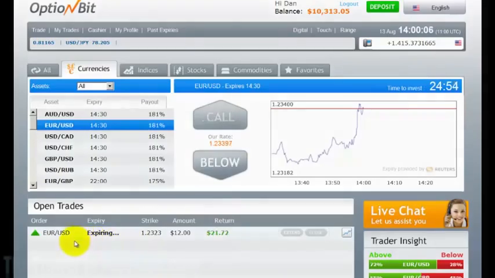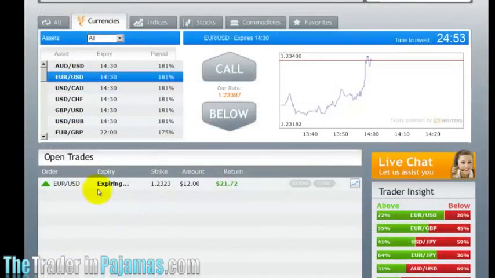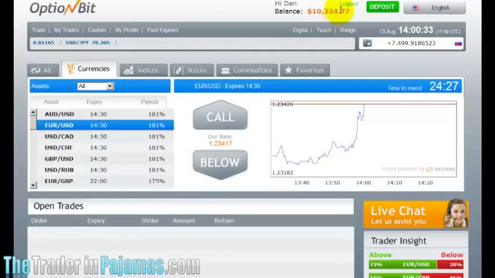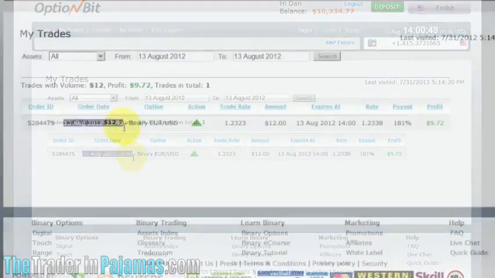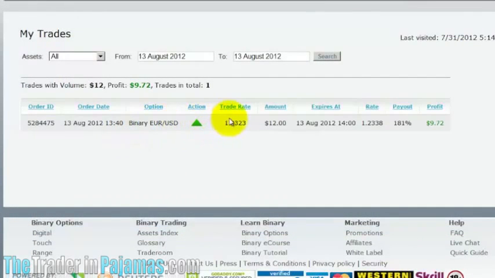Perfect. I've managed to get that $21.72 return, which means this was a successful trade. If you look at my balance, it's just updating itself, and the money is being added to my account as we speak. Let's just click on My Trades for a moment so you can see the time I entered into the trade, the trade rate when I entered, and the rate at the time of expiry, all of which give me a profit of $9.72 for this trade.